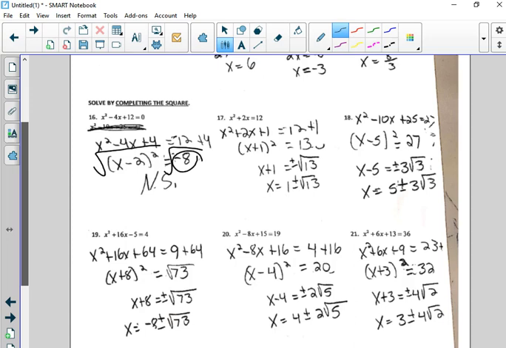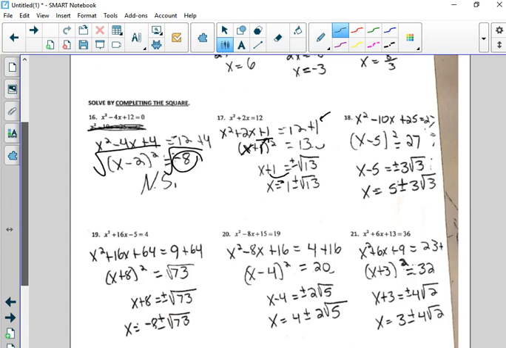Number 17, for complete the square, remember, leave this space here. Write your parentheses. X, half of 2 is 1. Squared is 1. Add that here, you get 13. It's square root of 13, plus or minus, but then you have to move this 1 over. So actually, this is wrong. This should be negative 1 plus or minus square root of 13.